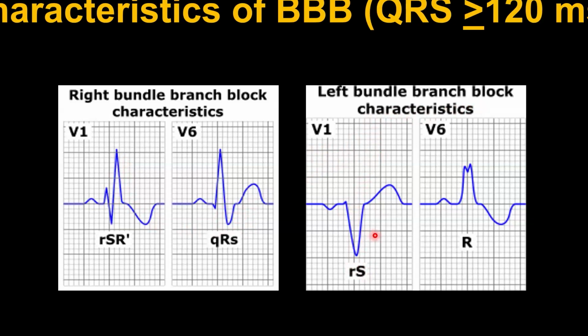Right. So the simple way of deciding whether you have right or left bundle branch block is to look at V1. If it's up, it's right. If it's down, it's left. Easy.